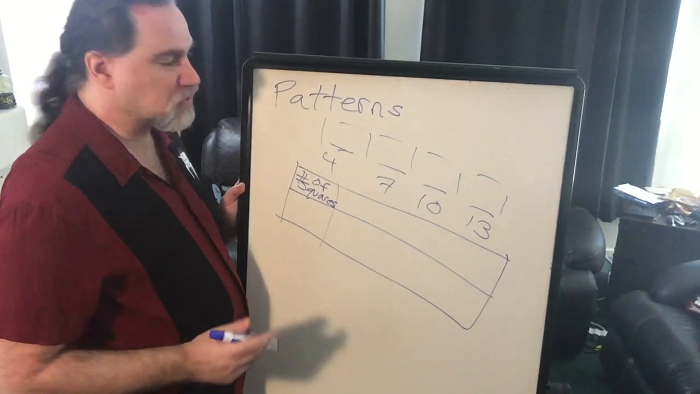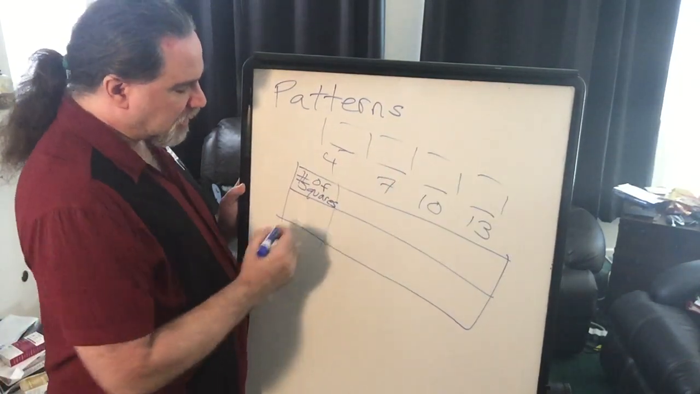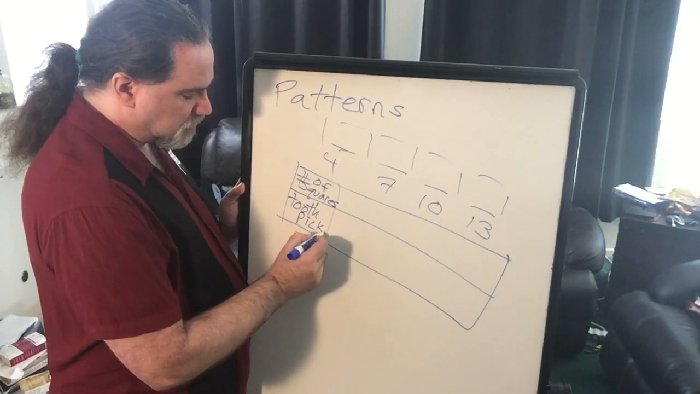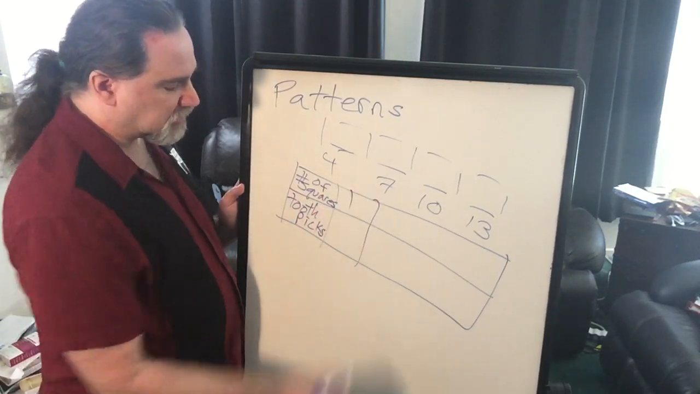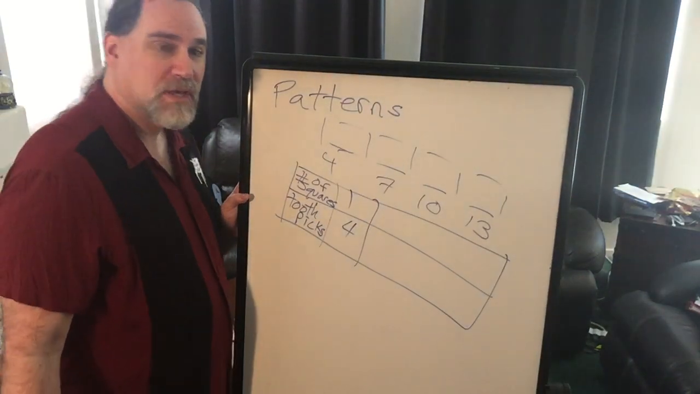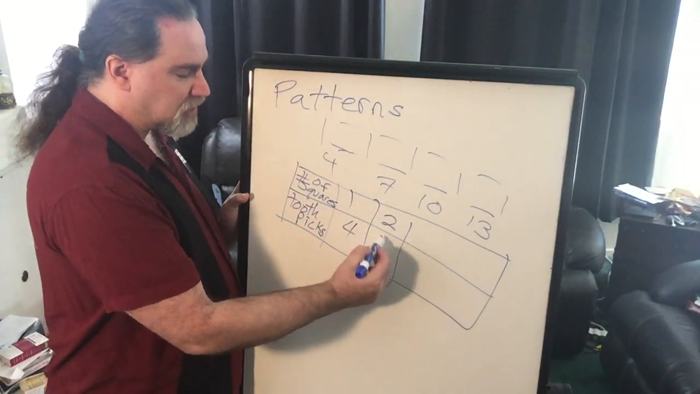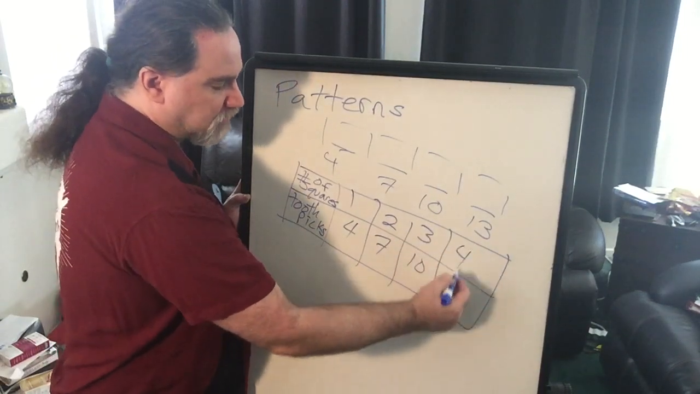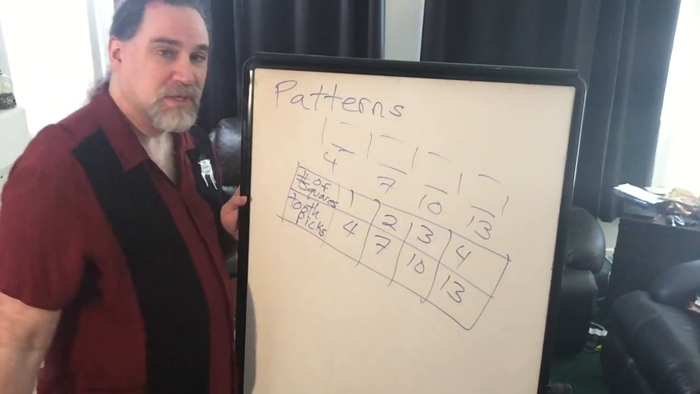Okay, that's our number of squares. That's each one of these. And then this bottom box is the toothpicks. So in the first, there's 1 box, and there are 4 toothpicks. In the second, there are 2 boxes, and we know there are 7 toothpicks, and so on. 3 is 10, and 4 is 13.